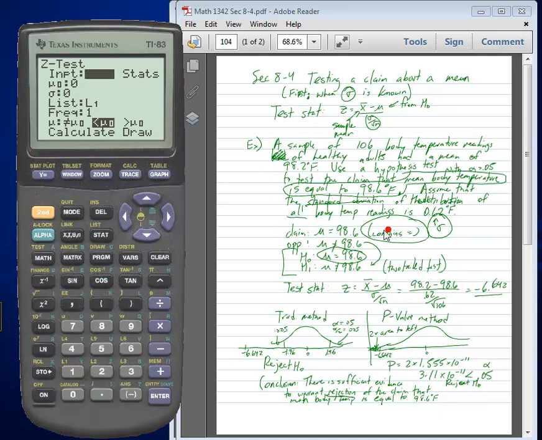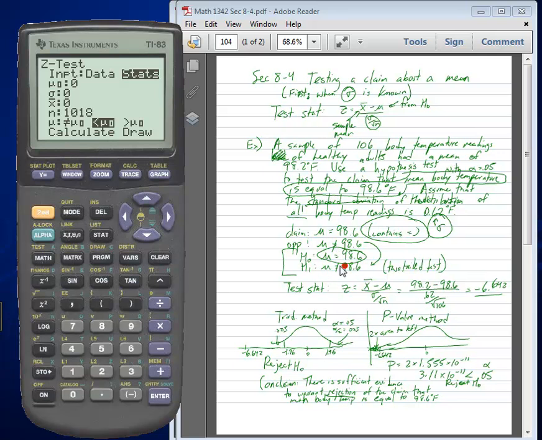In our first example here, we were given 106 body temperature readings of healthy adults, which had a mean of 98.2 degrees Fahrenheit. We're not given the data itself, we're given statistics, so we'll use that option. If you do want to put the data in L1, then you can use the data option, but I want to go over and choose stats since we just have a summary of the data. Alright, we were testing a claim that mean body temperature is equal to 98.6, given that the standard deviation of the population of all body temperature readings is 0.62.